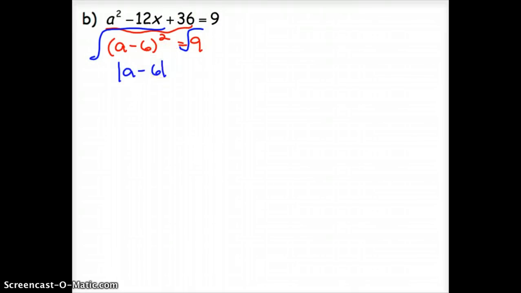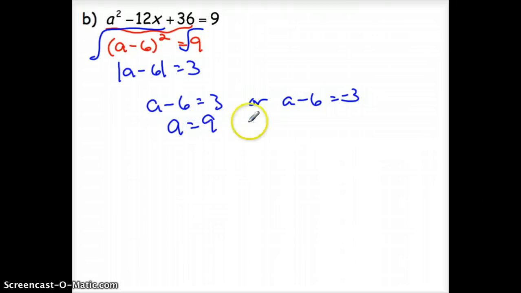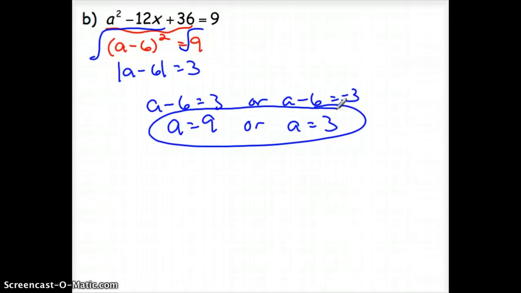So right here, a squared minus 12a plus 36 equals 9. Try to do this on your own if you can. All right, so again, you're going to notice that's a perfect square. That's a minus 6, the quantity squared, equals 9. So to solve that, I would take the square root of both sides. I'm going to get the absolute value of a minus 6 equals 3. Therefore, a minus 6 must equal 3, or a minus 6 could equal negative 3. Solving both, I'd get a equals 9, or a equals 3. And those would be my two answers.